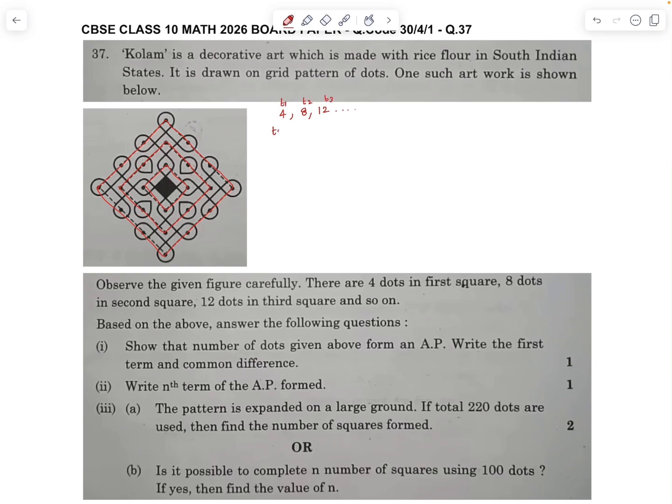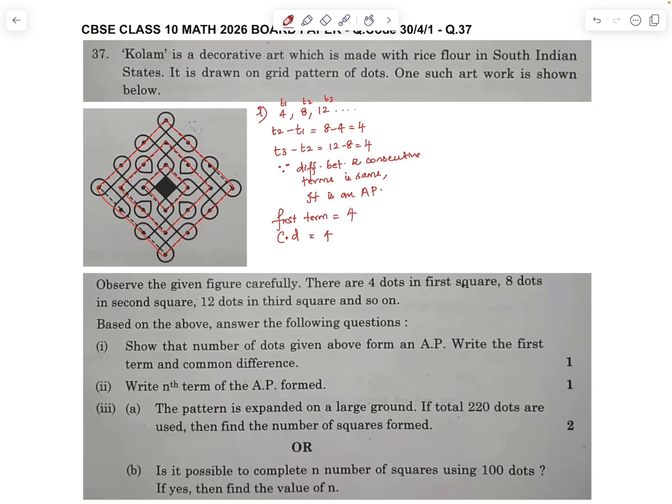So let's get the difference between the two consecutive terms. Term 2 minus term 1 is 8 minus 4, which is 4, and term 3 minus term 2 is 12 minus 8, which is also 4. Since the difference between the two consecutive terms is same, it is an AP. The first term in the AP is 4 and the common difference is equal to 4.